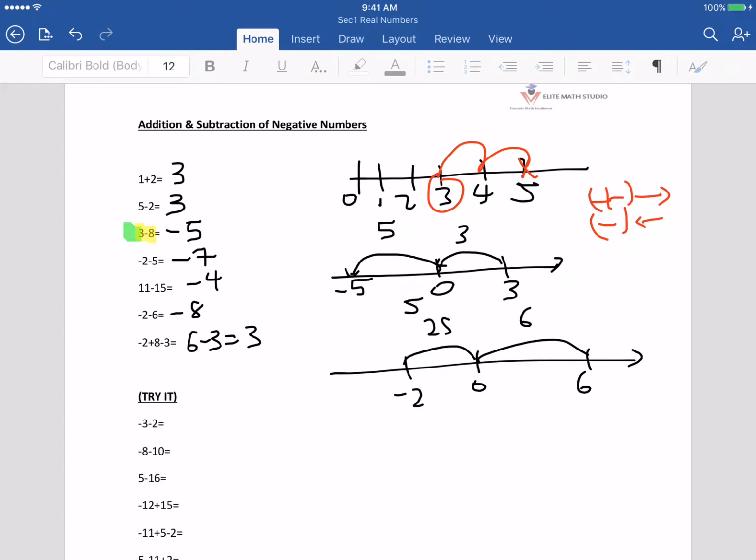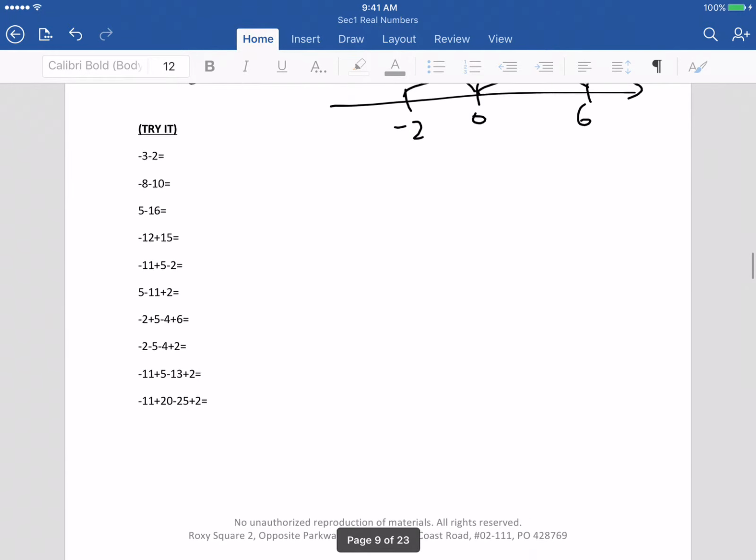Okay, so in examination, imagine this number line in your head, and then you ask yourself, should I move left or should I move right to help us solve this? Okay, I give you some examples. Please pause the video and go and try it yourself.